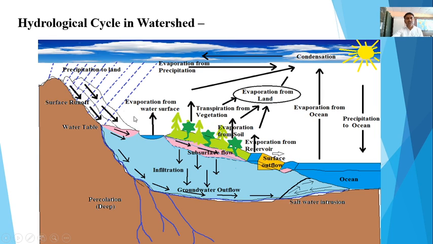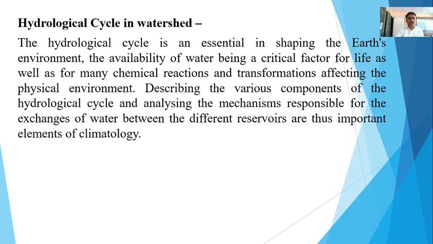Why is it so? It is only due to the favorable conditions for precipitation or rainfall, and that's why somewhere there is heavy rainfall, while somewhere there is less rainfall. So what exactly is the hydrological cycle? The cycle is essential in shaping the Earth's environment.